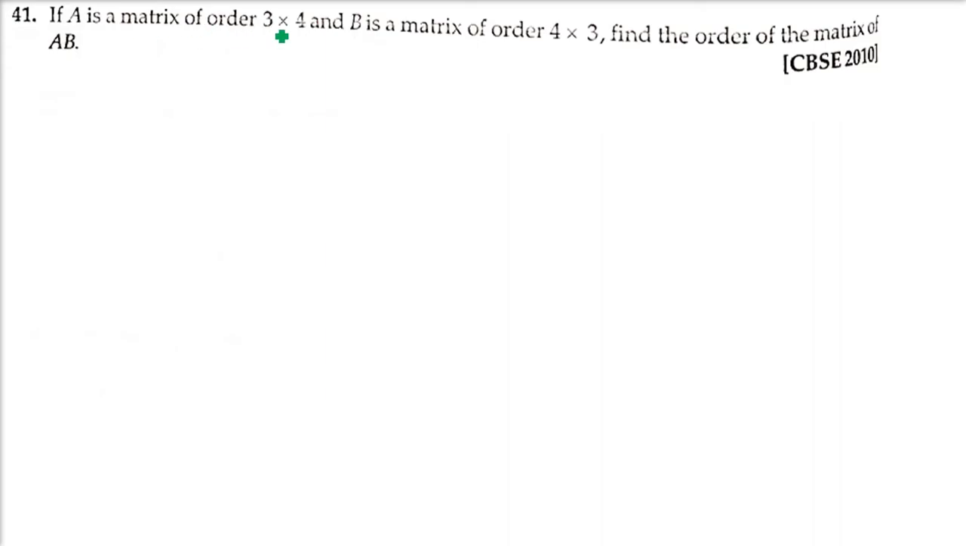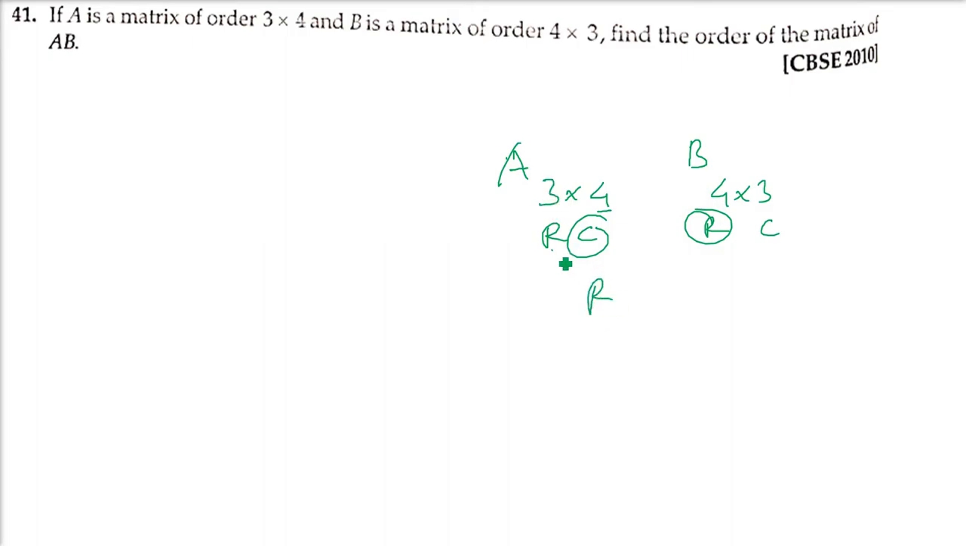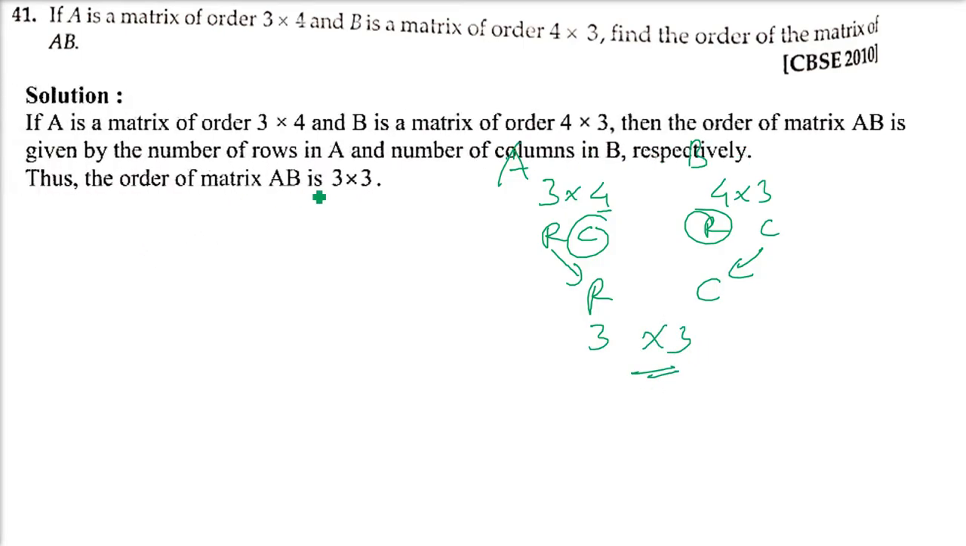If A is a matrix of order 3 by 4 and B is a matrix of order 4 by 3, find the order of the matrix AB. Okay. A is 3 by 4. B matrix is 4 by 3. See, when you multiply, the column of the first matrix has to be equal to the row of the second matrix. But the result will be the row of the first matrix and the column of the second matrix. So 3 cross 3. So the order of the matrix AB will be 3 by 3.